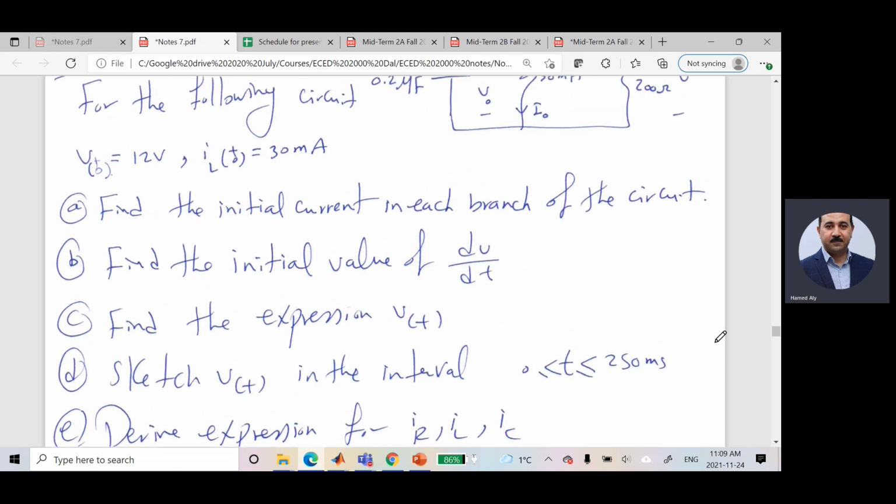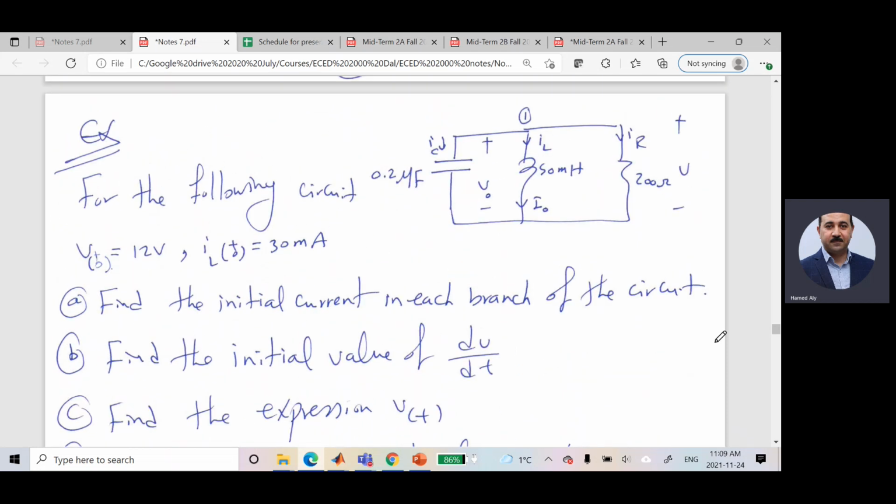Find the initial value of the voltage dV by dt. How to find dV by dt? He would like to find dV of 0 by dt. How to find it, without looking at the notes? Is any equation giving me dV by dt? I don't have many equations. I have only two elements, the inductor and the capacitor.